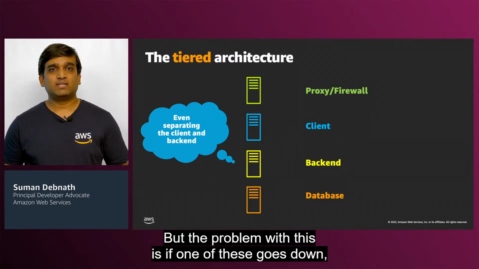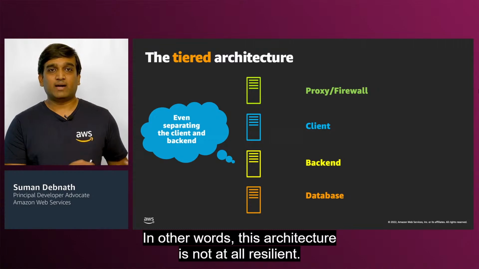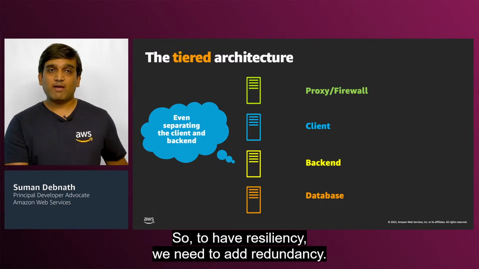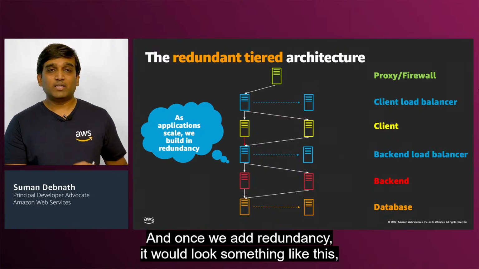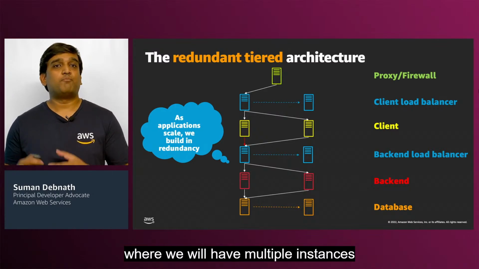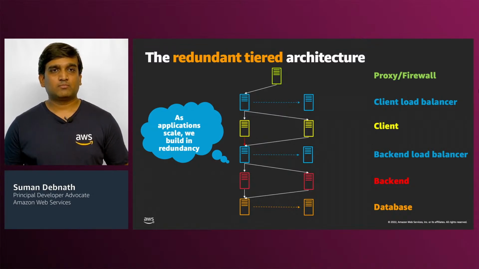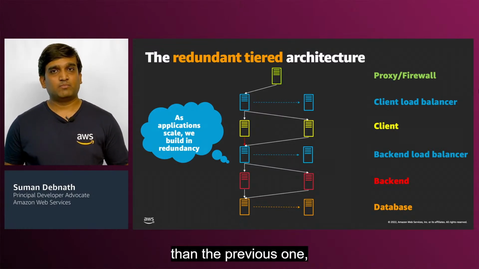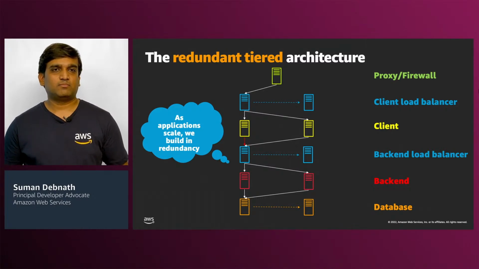But the problem with this is if one of these goes down, everything goes down. In other words, this architecture is not at all resilient. So to have resiliency, we need to add redundancy. And once we add redundancy, it would look something like this, where we will have multiple instances for our client servers, backend servers, and so on. So this architecture is surely more reliable than the previous one, where we had only one server in each of the tier for each task.